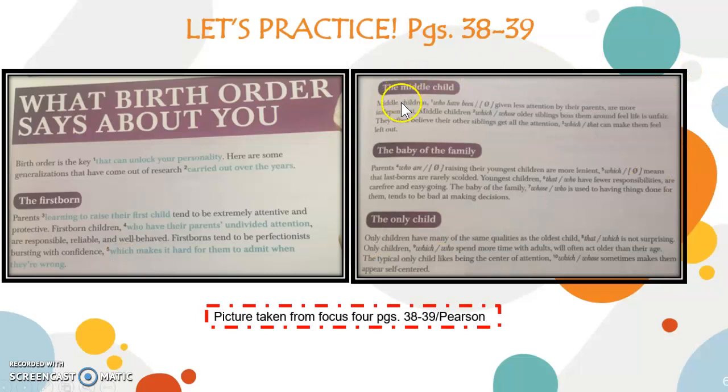a non-defining relative pronoun. In here, the middle child, we are going to select what is correct if we need who or if we don't need anything. Middle children who have been given or middle children given less attention. In that case, it's better to say it, who have been. Yes, it's possible to do it without it, but let's do it with it. Their parents are more independent. Middle children whose older siblings boss them around feel like it's unfair, etc., etc.